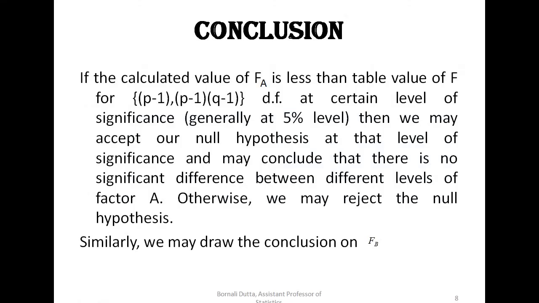These are the conclusions from the test. If the calculated value of F for the factor A is less than the critical value, also called table value of F, for P minus 1, P minus 1 into Q minus 1 degrees of freedom at a certain level of significance, generally we have considered 5% level of significance, then we may accept our null hypothesis at that level of significance and we may draw the conclusion that there is no significant difference between different varieties levels of factor A. Otherwise, we may reject the null hypothesis. Similarly, we may draw the conclusion on F of B.